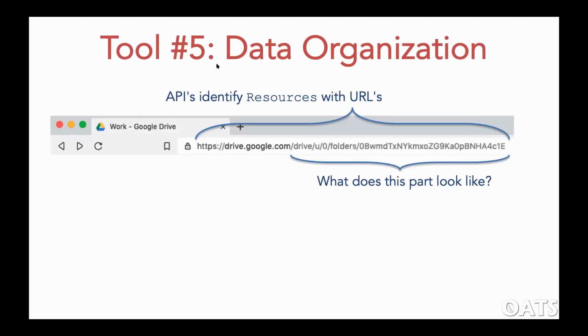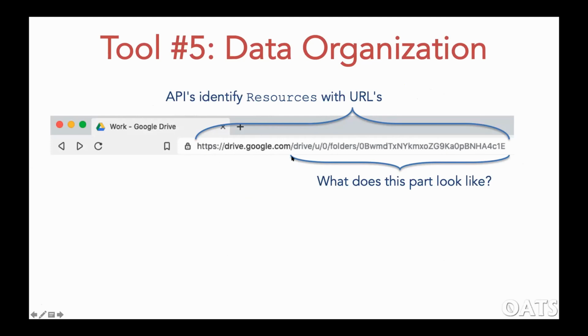Tool number 5, probably the most important tool I think in the tool belt, is how you organize data. How you organize data directly affects the ability of your users and your overall system to actually achieve certain privacy goals. So first, to understand how this data organization tends to work in APIs and across the web, is that APIs themselves identify resources with URLs. So behind the scenes, when you've got a web browser going and getting data from somewhere, it's typically using a URL like this to go find it.